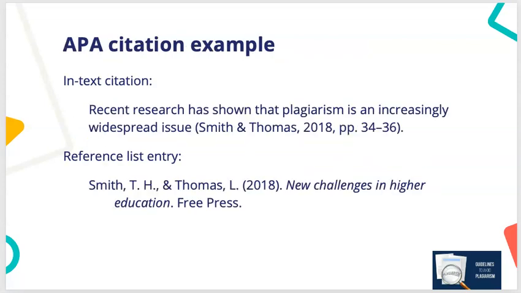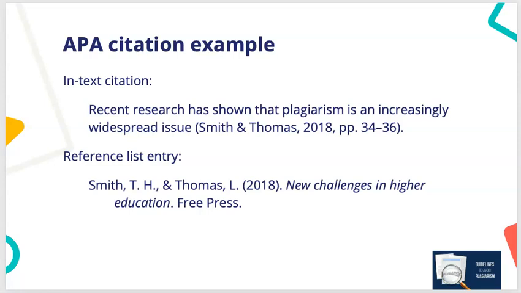APA citation example. In-text citation: recent research has shown that plagiarism is an increasingly widespread issue (Smith and Thompson, 2018, pages 34 to 36). And in the reference list, it will be written as Smith and Thompson, 2018, New Challenges in Higher Education, followed by the publisher and place. So this will be a complete process of writing the reference.